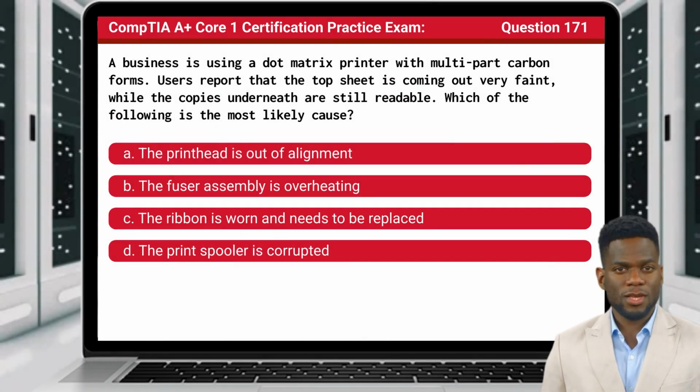Question 171. A business is using a dot matrix printer with multi-part carbon forms. Users report that the top sheet is coming out very faint, while the copies underneath are still readable. Which of the following is the most likely cause?